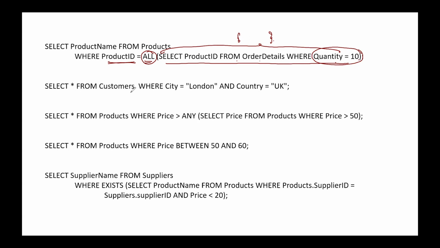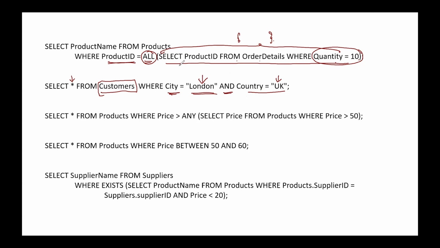Next one is SELECT * FROM customer WHERE city equals London AND country equals UK. So now I have a customer table, this is the table I'm selecting. Star is nothing but all the attributes, where the city attribute should be London and country should be UK. Only when a customer has London as city and UK as country will such a customer be selected, because I'm using AND here. If a person is living in London and his country is not UK, then that will not be selected. Similarly, if his city is not London but his country is UK, that will also not be selected.